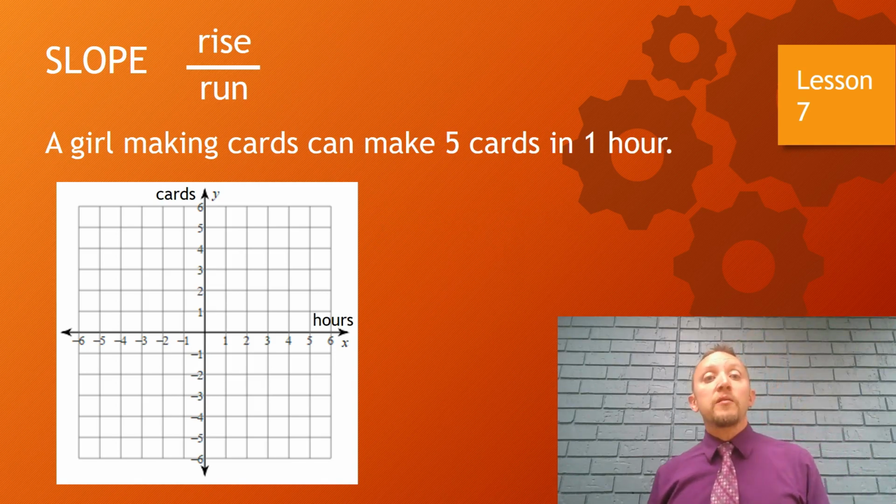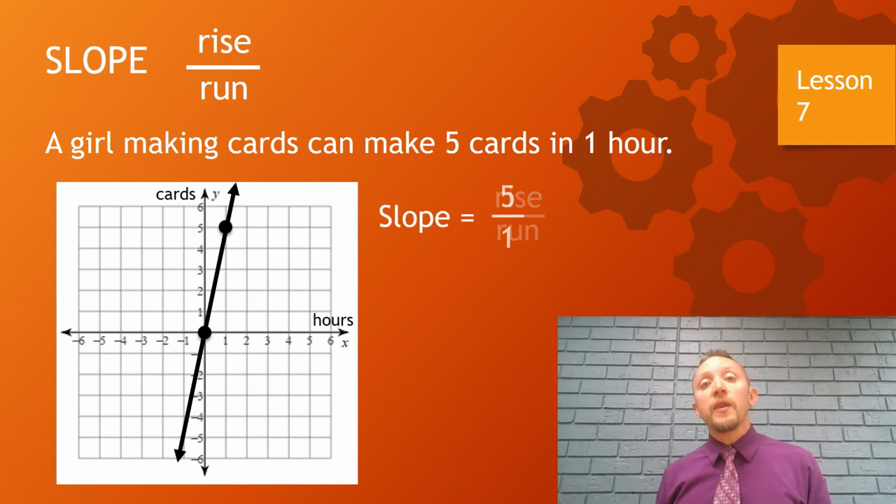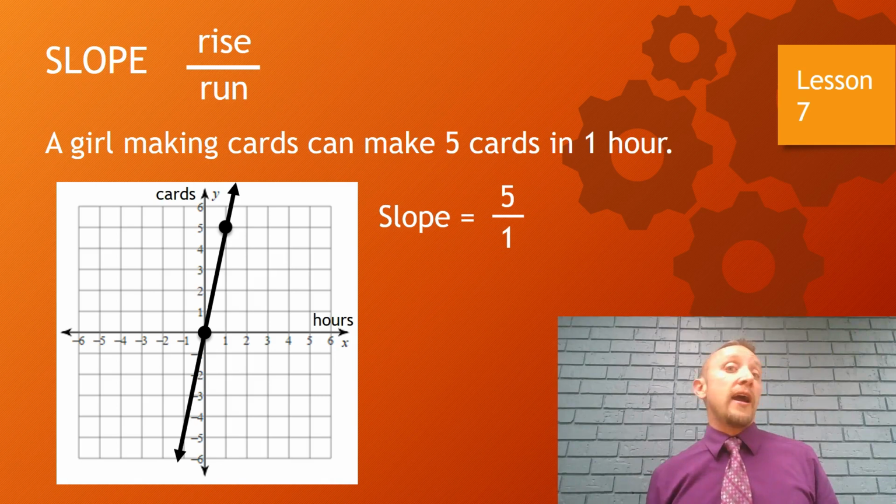Now the girl is making cards, can make 5 cards in 1 hour. Show off. Okay, so she's making 5 cards in 1 hour. So again, we're going to use the x-axis as your hours. The y-axis is the number of cards. And so if we set this one up, she makes 5 cards in 1 hour, well, we can only fit 1 point on the graph, and so that would be our graph. So if we want to find the slope, again, she's making 5 cards in 1 hour. So the rise would be 5, and the run would be 1. So we just have 5 over 1, which we just said we'd simplify to be just 5. So the slope of that line would be 5.